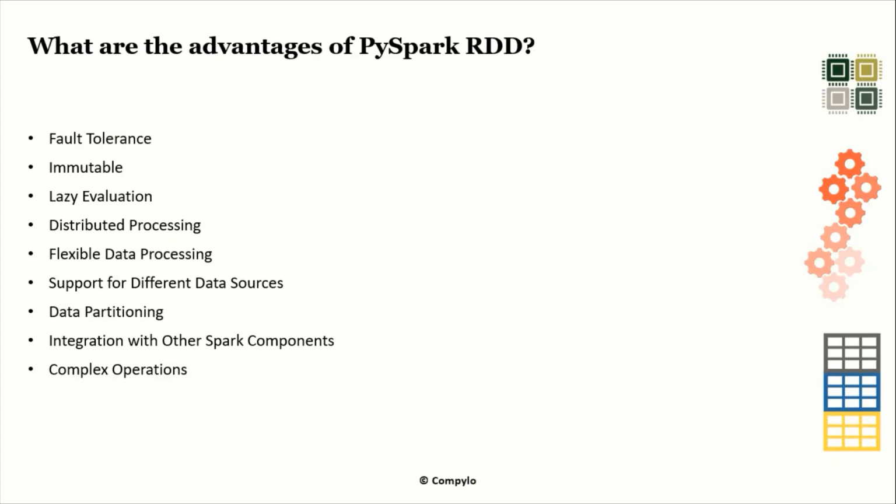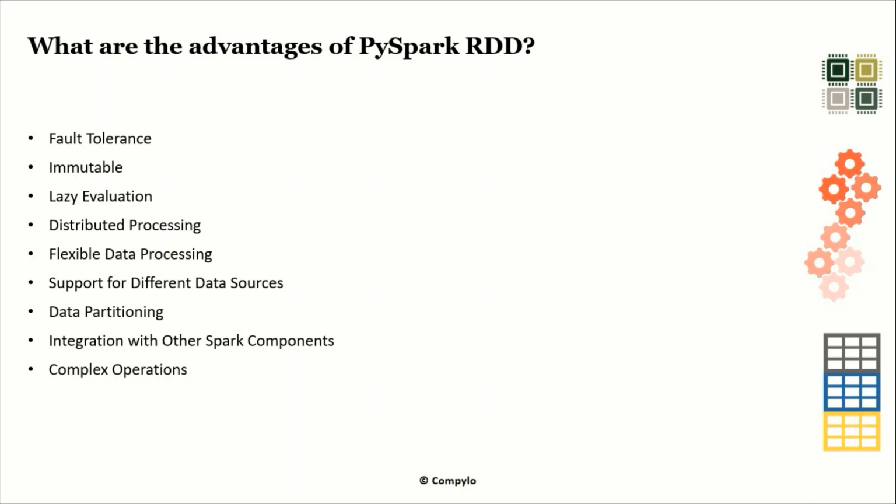Operations on RDDs are evaluated lazily. This means transformations are not executed until an action like collect or count is called. This allows Spark to optimize the execution plan and reduce the amount of data shuffled across the network. RDDs allow data to be distributed across multiple nodes in a cluster, enabling parallel processing. This significantly speeds up the execution of large-scale data processing tasks.